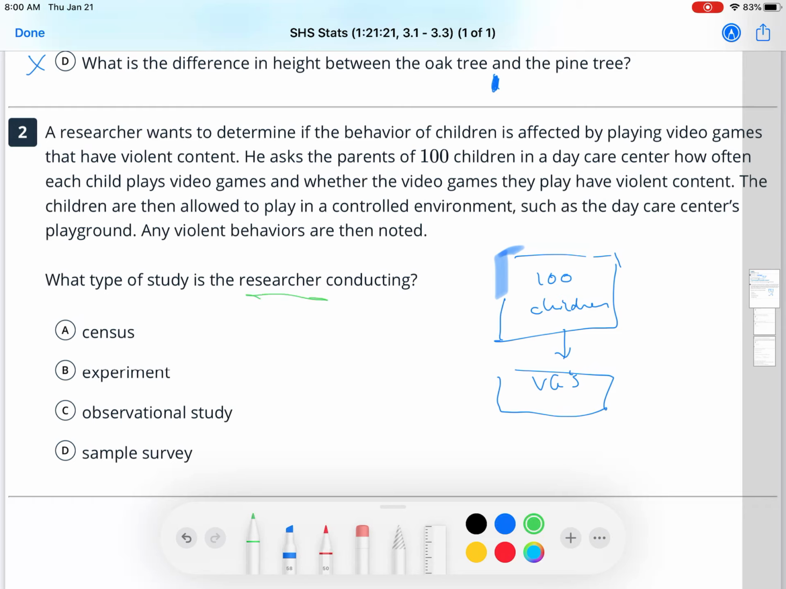So, where is the researcher? Does the researcher have their hands on what's going on over here, or their hands off? I think the researcher is way over here, just observing what's happening here. And observing there is called a what? Observational study.